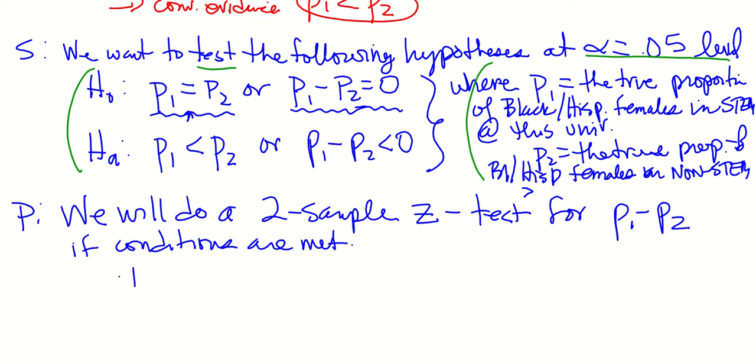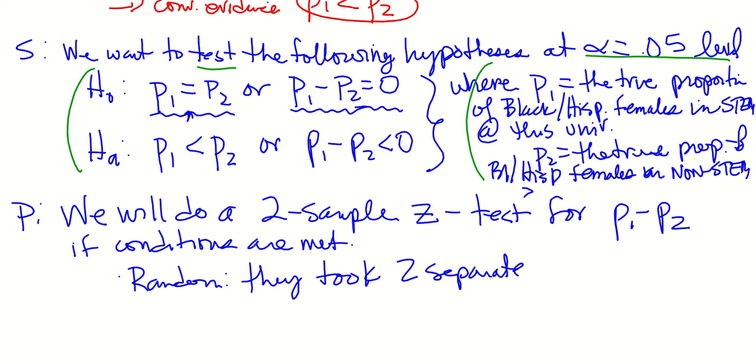So we address those conditions, the random condition. We were told that they took 2 separate random samples. And that's in the stem of the problem. That's a good way. We'll just stick those 2 words together: 2 separate random samples.